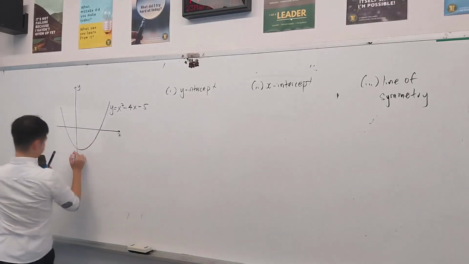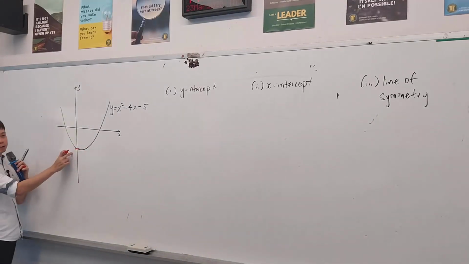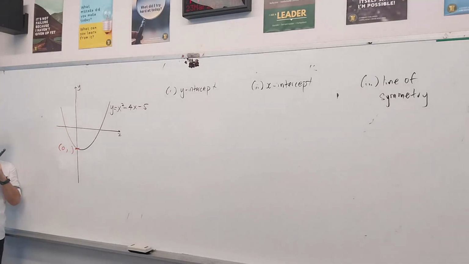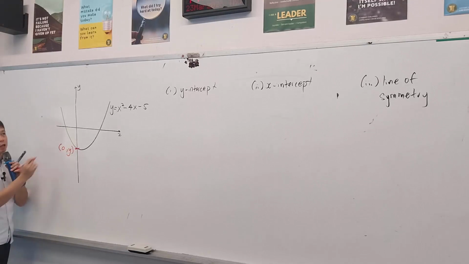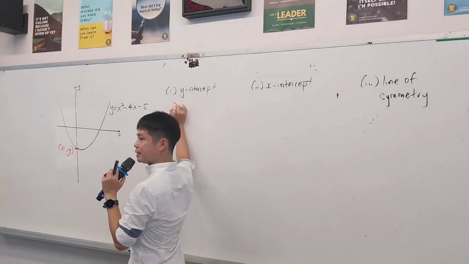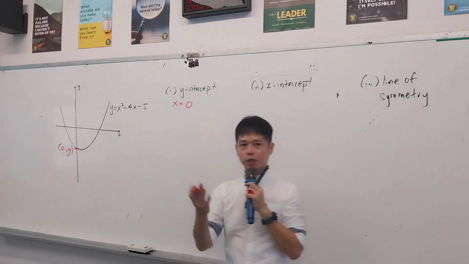For the y-intercept, it is this coordinate here. So what is so special about this coordinate? Actually, the x is 0, it is already known. The y, I don't know. So in order to find the y-intercept, all I need to do is let x be equal to 0. Right, so that's the concept.